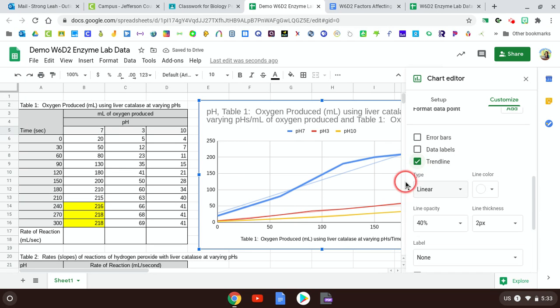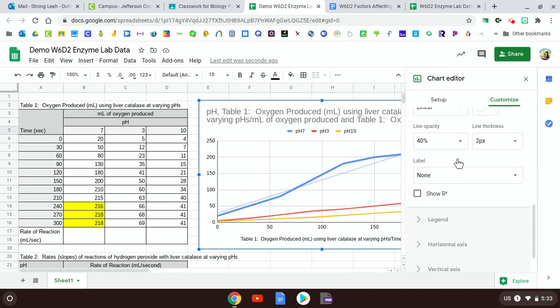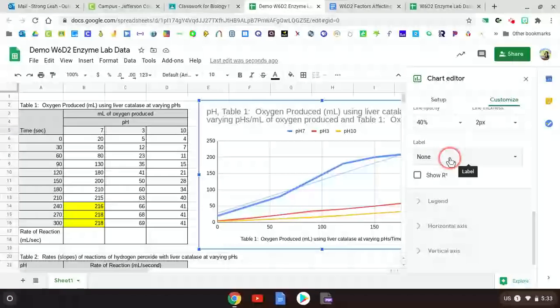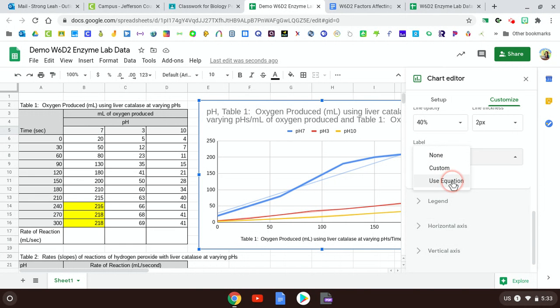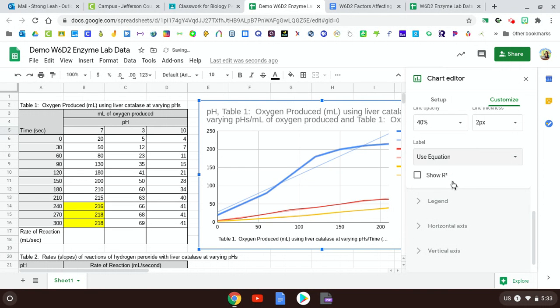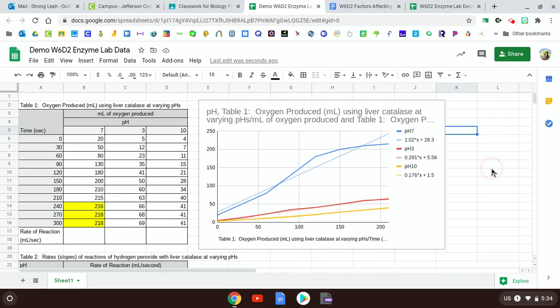Now that put trend lines in. You can see the light blue one here, and there's a light pink and a light yellow. But that's not all that I need, okay? I also need to see the equation. So I'm going to go down to the label, and I'm going to say use equation. Now I'm going to click off. What you'll see here is that for pH 7, I have my line of best fit and an equation that is sitting here.